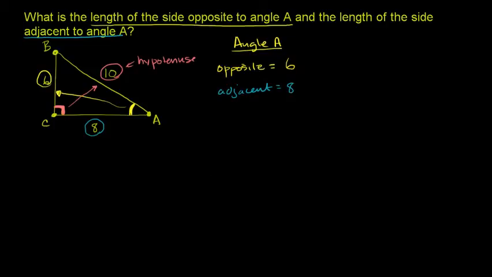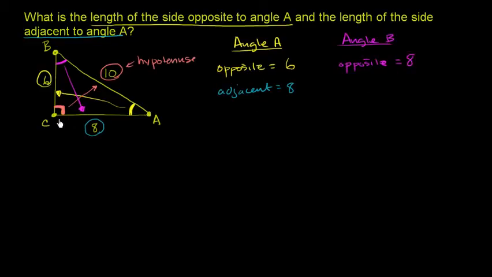Now let's do the same thing for angle B, just to get a little bit of practice here. Angle B. So what is the length of the side opposite to angle B? Well, this right over here is angle B, and if we go across the triangle to the opposite side, or you think about what side the angle opens onto, you see it has length 8. So in this case, the opposite side has length 8.